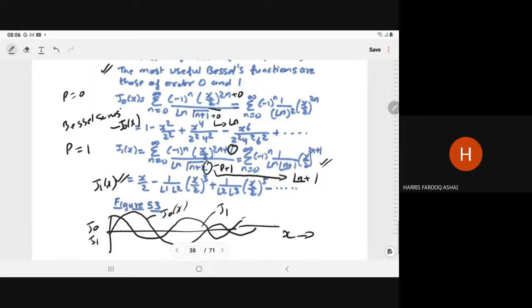From the graph we can judge that it is analogous to sin x and cosine x also. Its shape is like sin x and cosine x, which are periodic like this, but there is no damping. Here we have the damping, but in sin x and cosine x we don't have the damping.